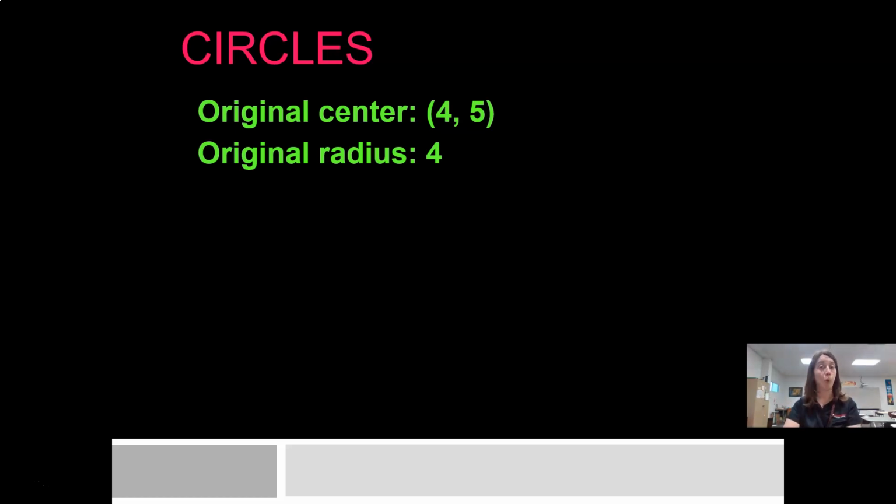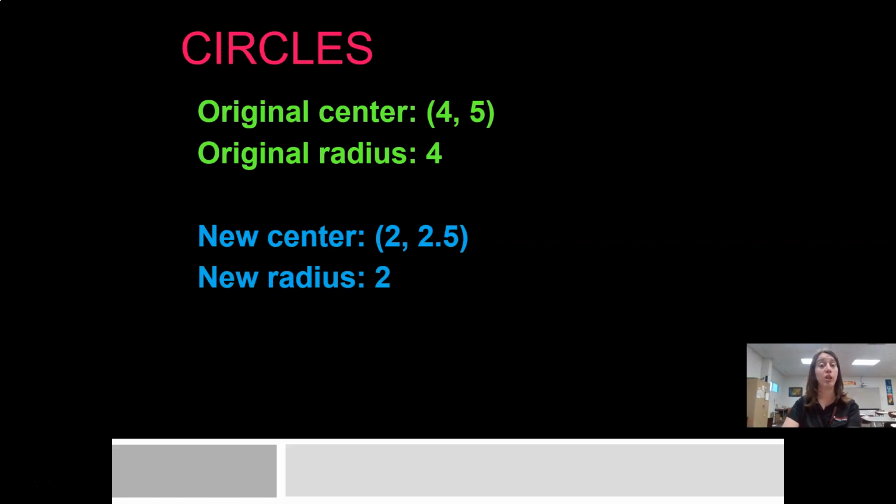The scale factor that was given to us on this question is 1/2. So I'm going to take that 1/2 and apply it to every single part that I have here on the question, beginning with the center. 1/2 of 4 is 2, and then 1/2 of 5 is 2.5. So that one didn't turn out evenly, so I just turned it into a decimal there. I also need to apply the dilation to the radius. The original radius was 4. The scale factor is 1/2. So 1/2 of 4 tells me the new radius is 2 in our question.